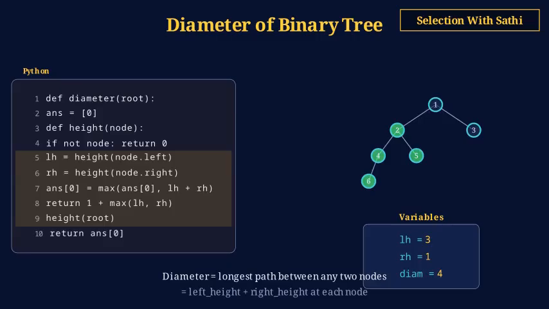This is an O of n single pass solution. The naive approach computes height separately for each node, giving O of n squared. Important: the diameter does not always pass through the root.